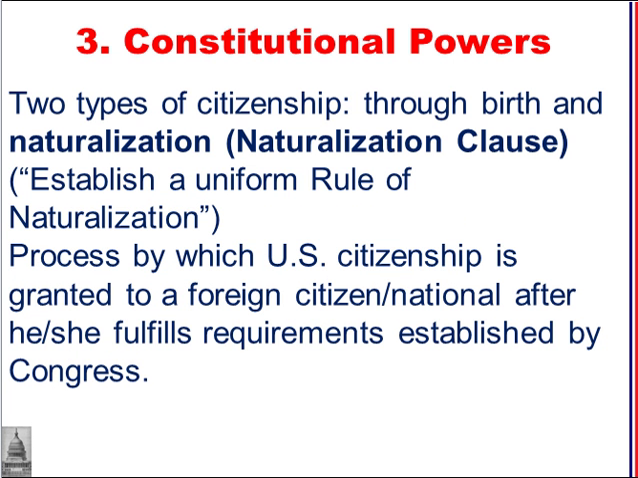So naturalization, which comes from the Naturalization Clause of the Constitution, says that Congress can establish a uniform rule of naturalization. So the term naturalization is the process by which citizenship is granted to a foreign citizen or national after he or she fulfills the requirements established by Congress in the Immigration and Nationality Act. That is a major power of Congress to control naturalization.